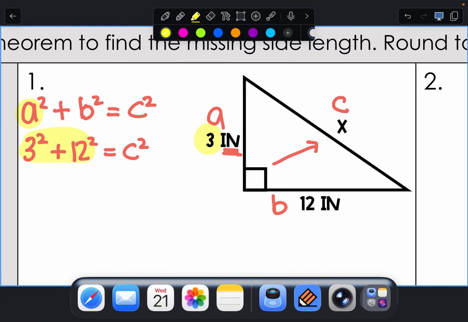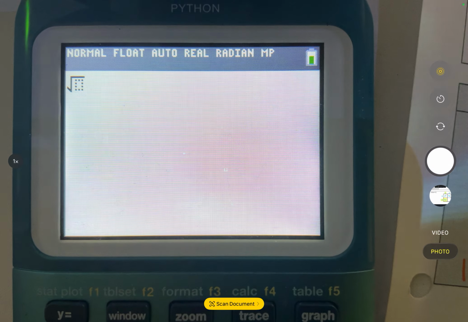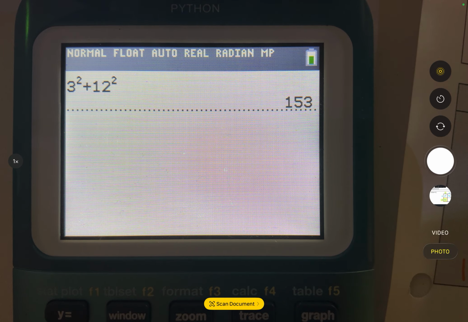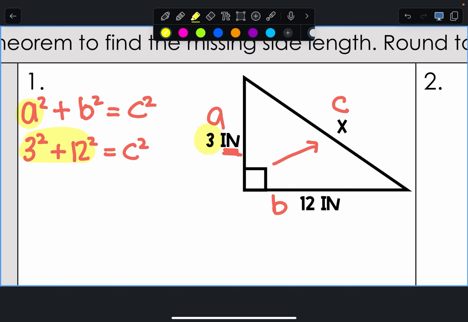So I'm going to go over to my camera just to make sure you guys are typing this in correctly. Let's see. I'm going to clear that out. 3 squared plus what? 12 squared? 153. 153, correct. So you get 153. 153 is equal to C squared.